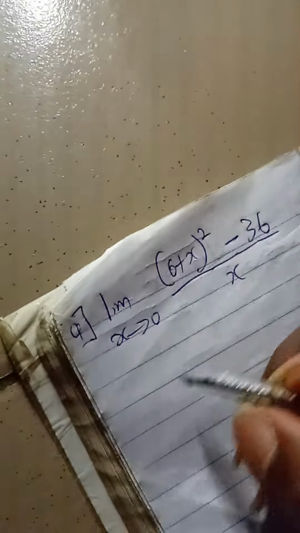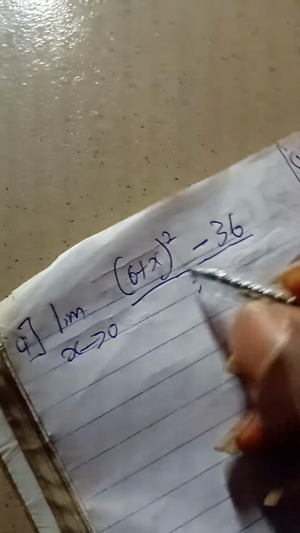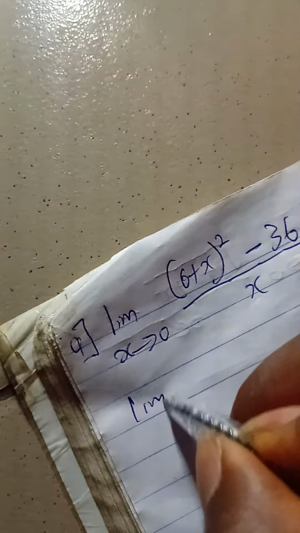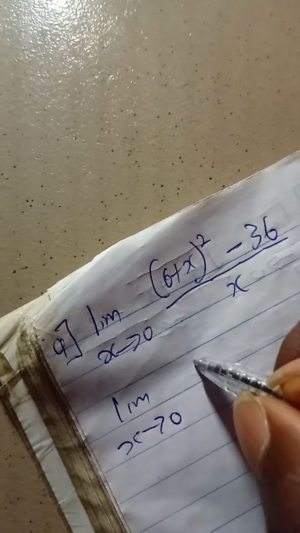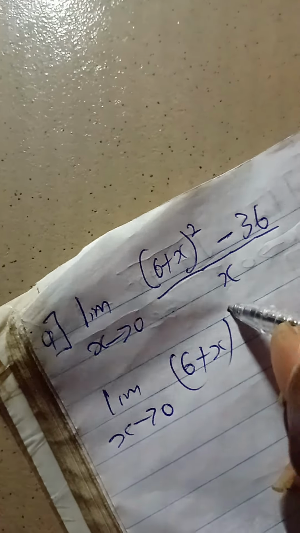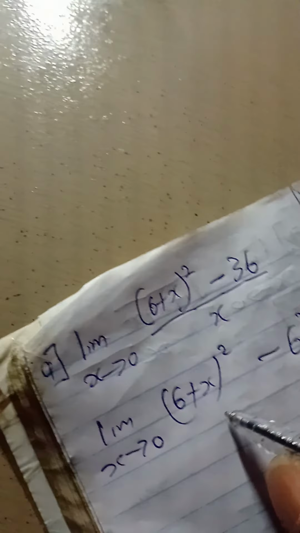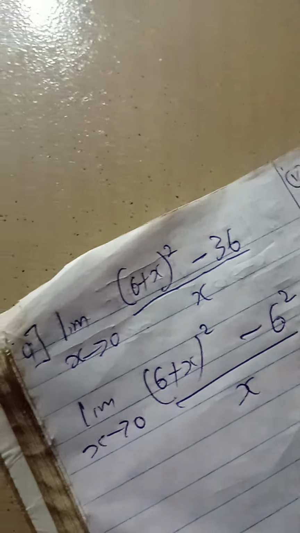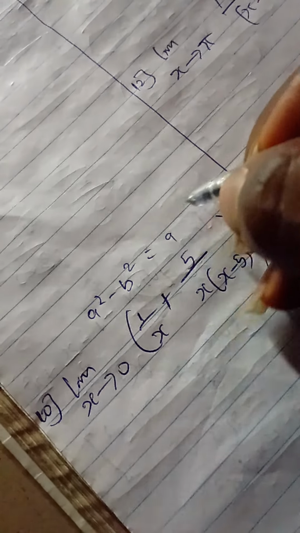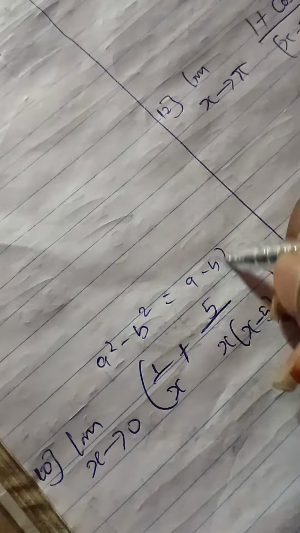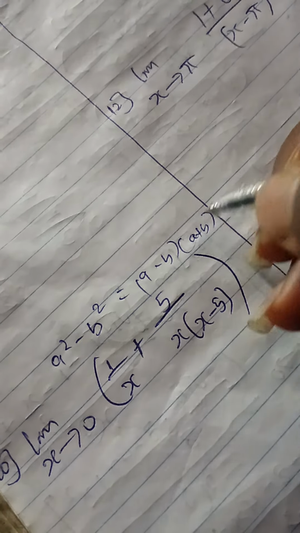So for this one now, we have limit as x tends to 0. You know this guy is the same thing as limit as x tends to 0 of 6 plus x square minus 6 square over x. These two are difference of two squares. And don't forget difference of two squares, which is a square minus b square. A square minus b square equals to what? A minus b, a plus b. Do we remember? So that's difference of two squares.